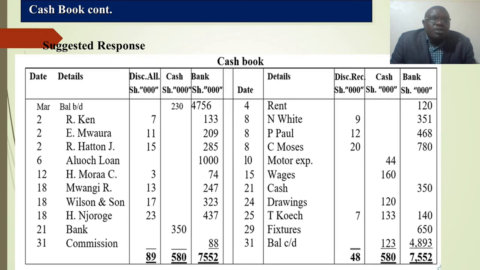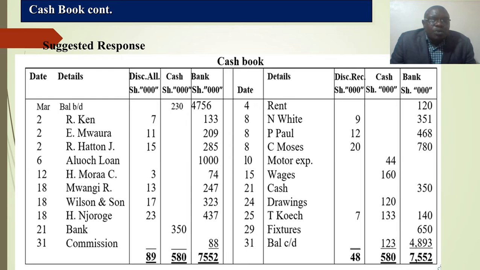Then on 24th, there is drawings. Drawings refers to money taken away from the business by the owner for his personal use. So money leaves the business because the owner and the business are two separate entities. So when the owner decides to take away money for his personal use, we record the money as drawings. So drawings were made on 24th, and the amount is 120,000, and it was made in cash.